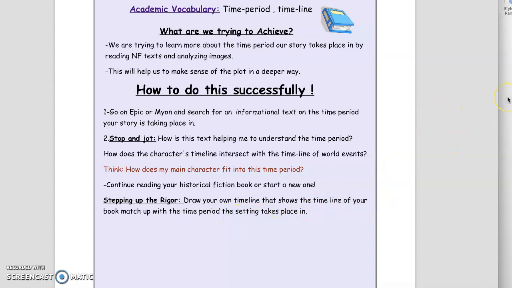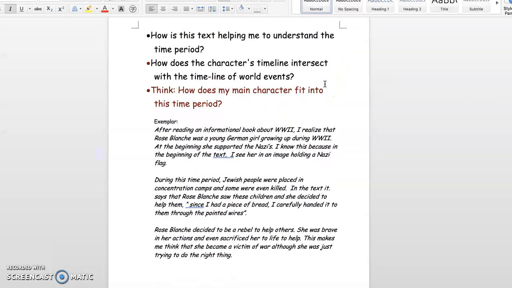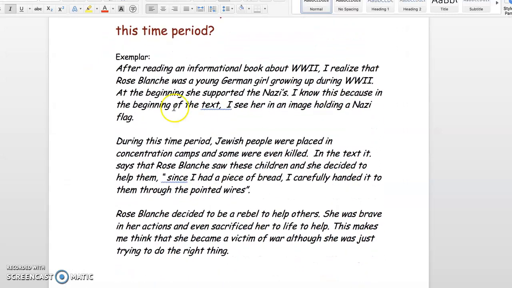So I'm just going to show you what your stop and jot should look and sound like. This exemplar will be posted for you, but you're going to be answering these three questions. How is this text helping me to understand the time period? How does the character's timeline intersect with the timeline of world events? And how does my main character fit into this time period? So here's the exemplar. After reading an informational book about World War II, I realized that Rose Blanche was a young German girl growing up during World War II. At the beginning, she supported the Nazis.